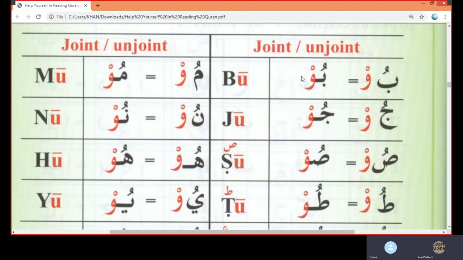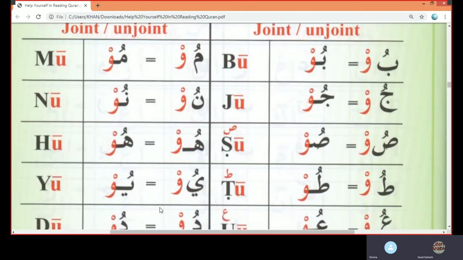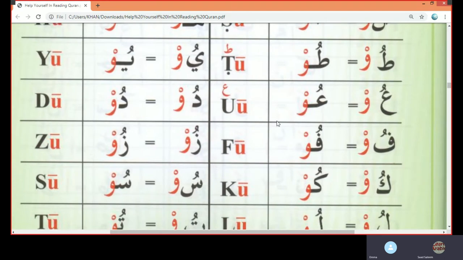Boo, no, ju, nu, su, hu, do, yu, hu, zu.